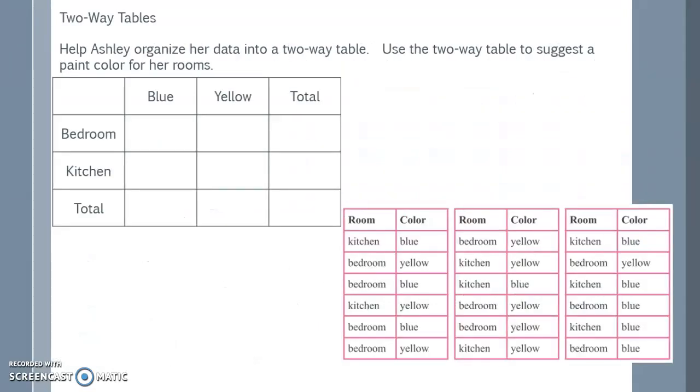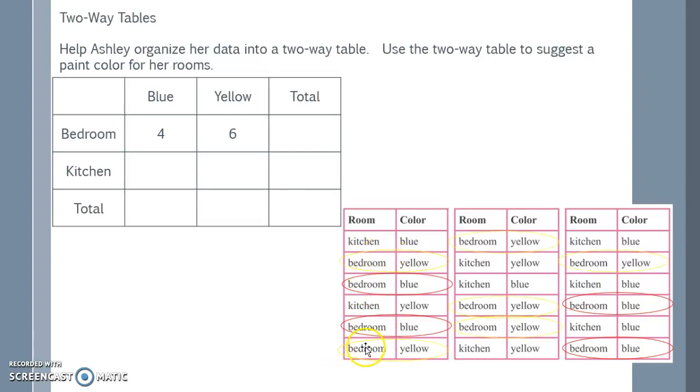Let's help Ashley organize her data into a two-way table. Use the two-way table to suggest a paint color for her room. Our options are blue and yellow, and our room choices are the bedroom and the kitchen. I first want to tackle how many are blue and bedroom. So I can see that there are 1, 2, 3, 4 options which choose bedroom and blue.